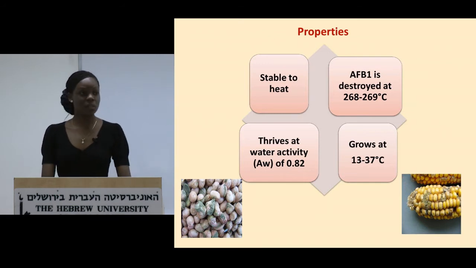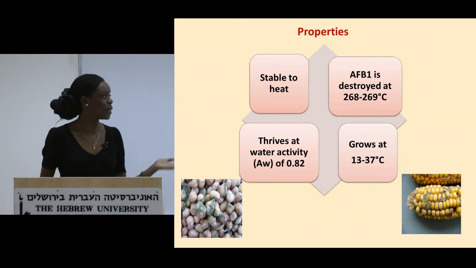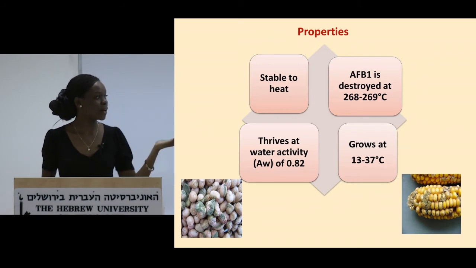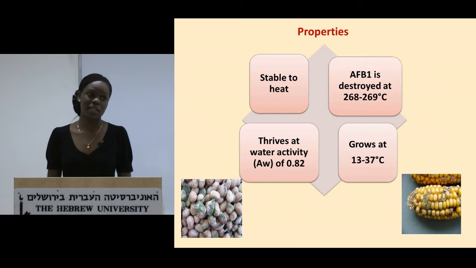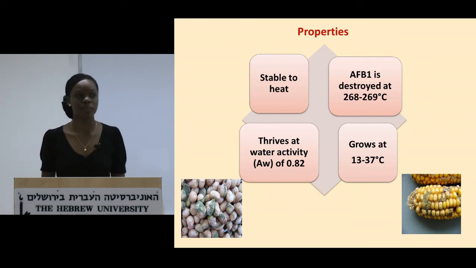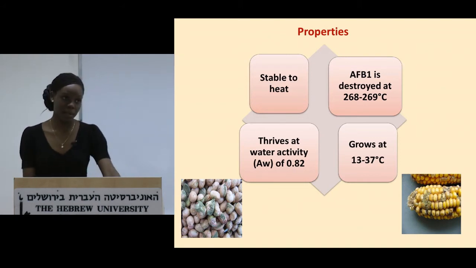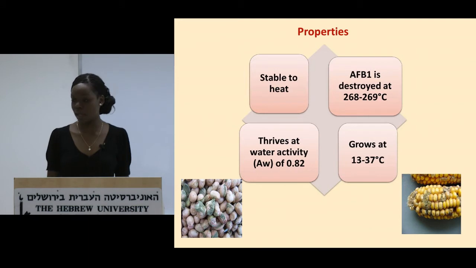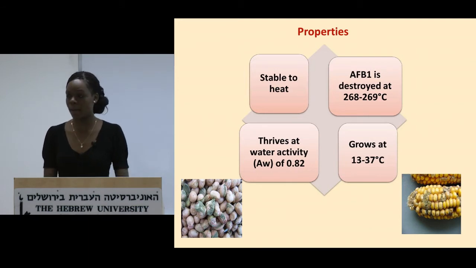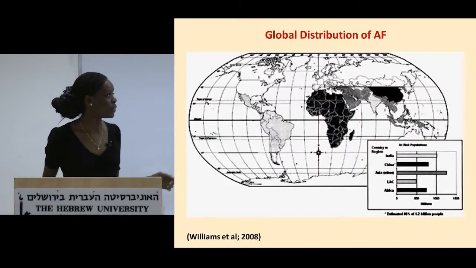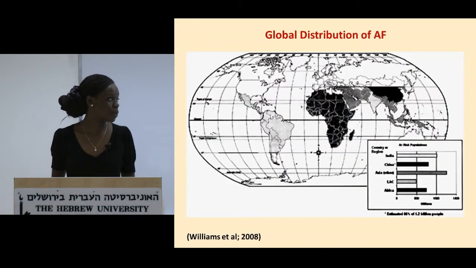And you see that the most susceptible crops, as shown in the picture, are groundnuts and maize, which are staple foods in most developing countries, especially Africa, where children are given complementary feeds made from maize, usually porridge made from maize. This is the global distribution of aflatoxin. We see that the most vulnerable continent is Africa and also some parts of Asia.